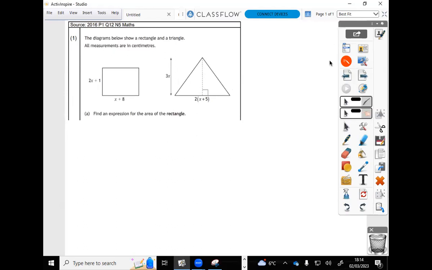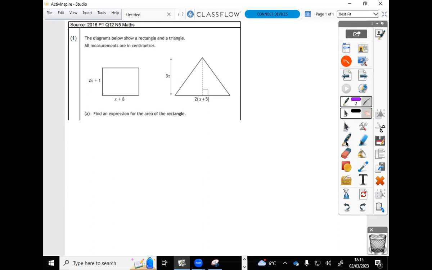Everyone got 2016 paper 1, question 12 in front of them? Yep, thumbs up. Everyone got that in front of them? Anyone? Yeah, thank you. Okay, so let's have a wee look and break that question down. Just turn off the light, guys. I'm in a dark room myself, dodgy.